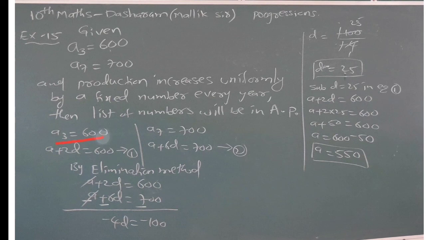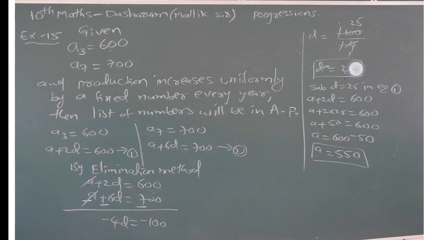A3 means here a plus 2d equals 600, equation 1. A7 is 700, then a plus 6d equals 700. By the elimination method, change the signs for the second equation. So minus 4d equals minus 100 and d equals 25. Substitute d equals 25 in either equation 1 or equation 2. Here I substituted in equation 1. Then I got the a value 550.